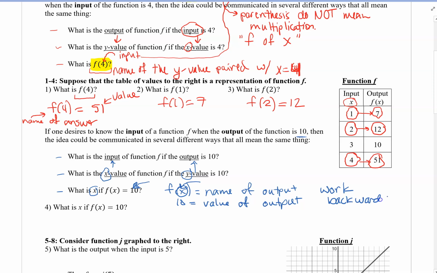So if we're looking at a table, that just means that instead of finding 10 in the input column, we would look for it over in the output column. We'd go to the ending values first and work our way backwards. And then we'd see, okay, 10 was the output when 3 was the input. So in this case, x must be 3. And why is x 3? That's because f of 3 was 10. So if f of x is 10, that x right there must be 3. So that's working backwards in table form.